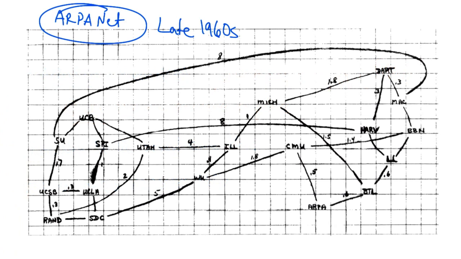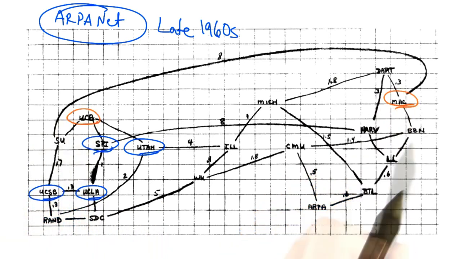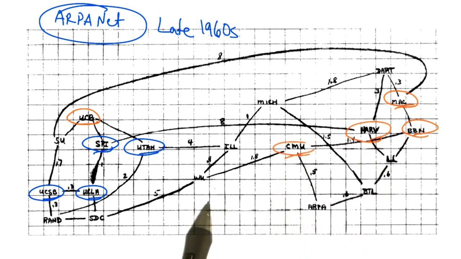Here is a rough sketch of the Arpanet as drawn by Larry Roberts in the late 1960s. And you can see the 4 original nodes here, as well as some other well-known players, such as Berkeley, the Mac project at MIT, BBN, Harvard, Carnegie Mellon, Michigan, Illinois, Dartmouth, Stanford, and so forth. This is what the Arpanet looked like in the late 1960s.